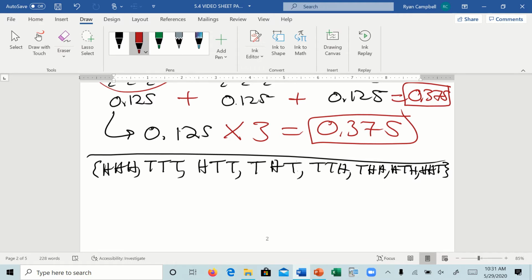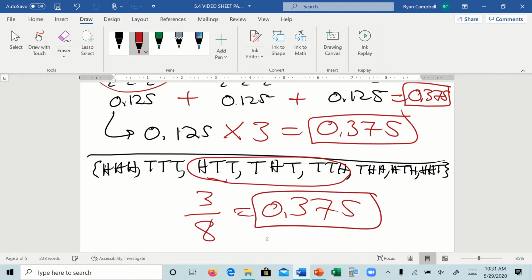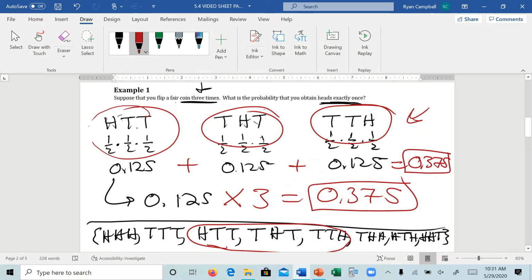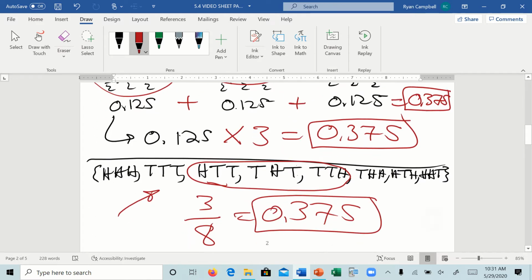So we can see that out of here, we have exactly 1 heads 3 different times out of a total of 8, which is 0.375. So again, you could do it this way, but if I asked you for 15 coin flips, that's just going to be a lot more work than doing it this way. But this is kind of how we're getting this.